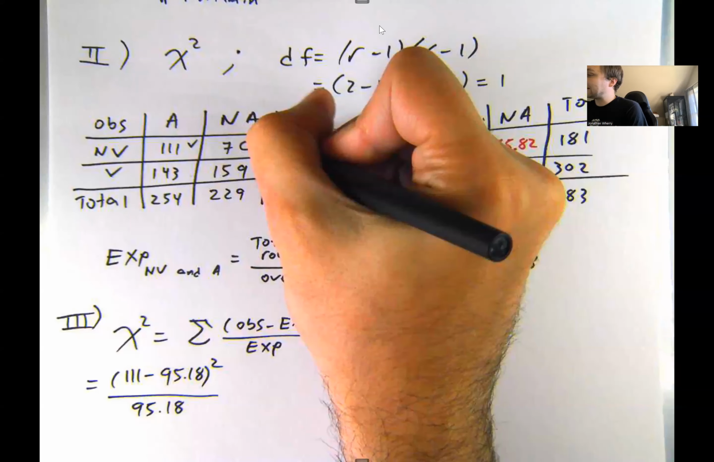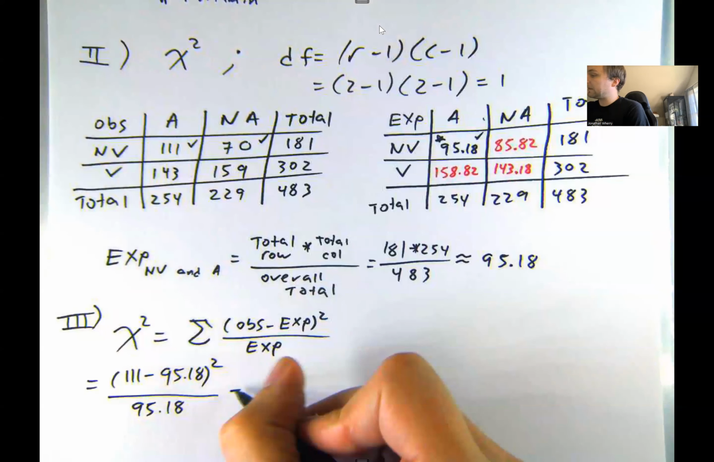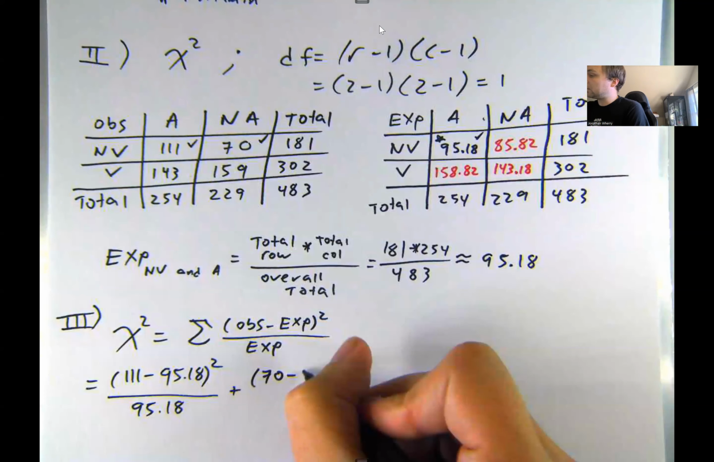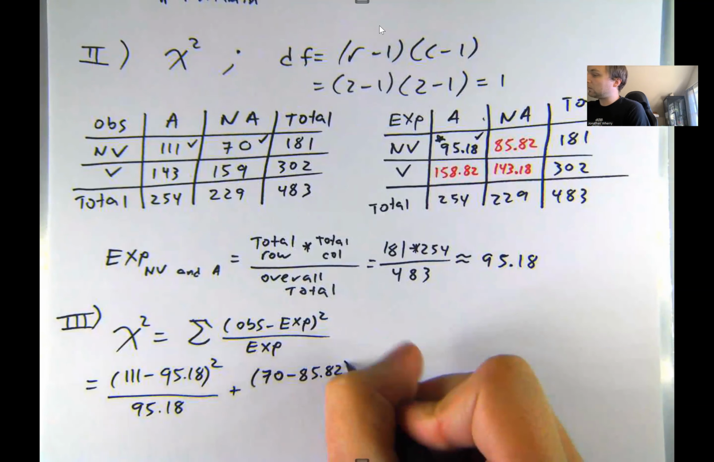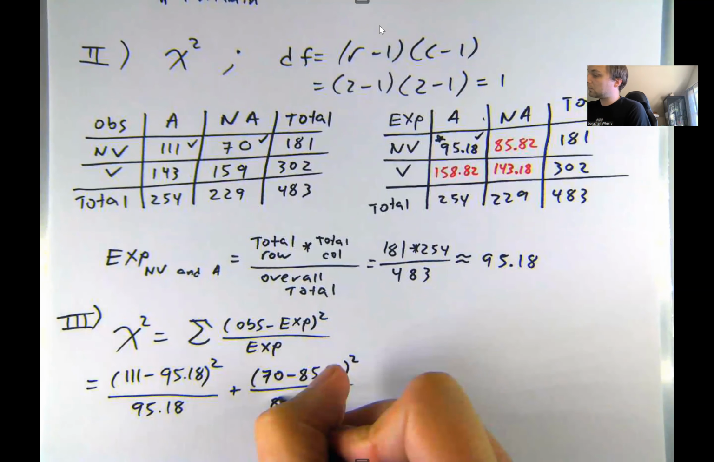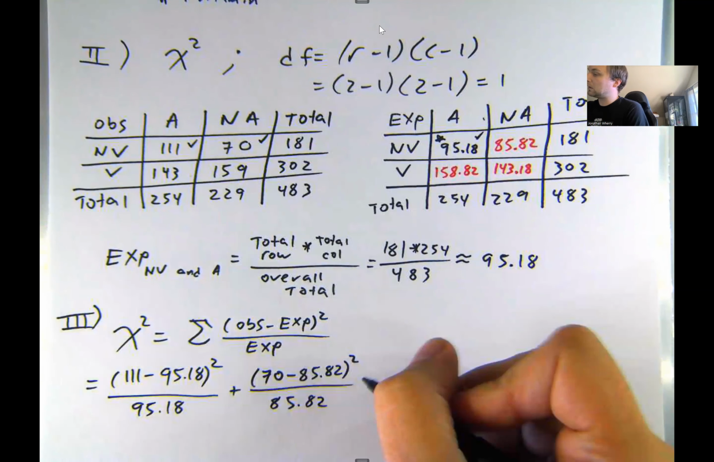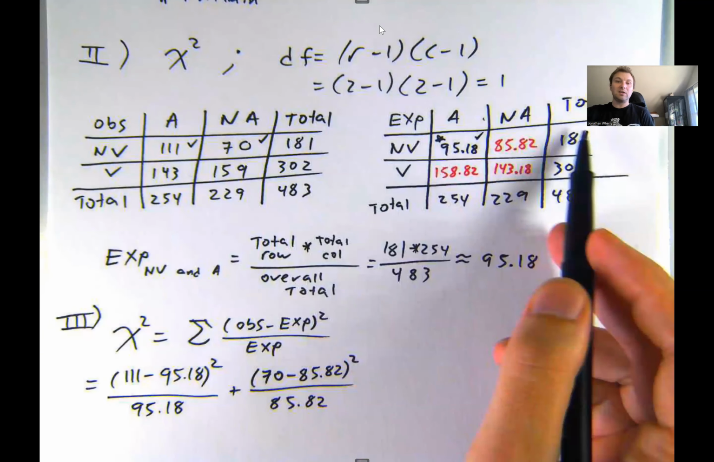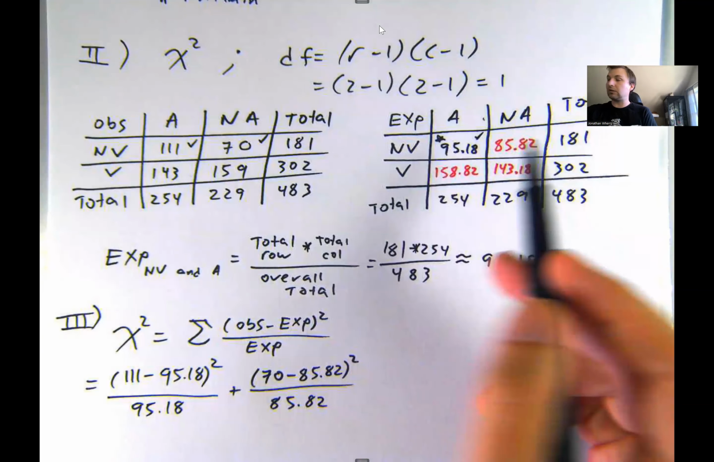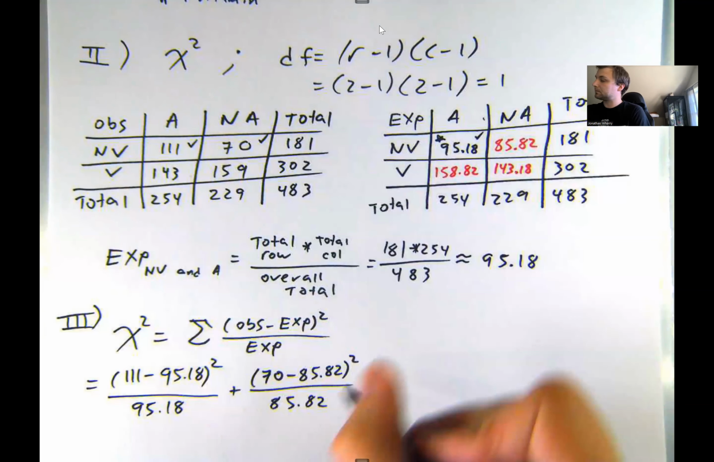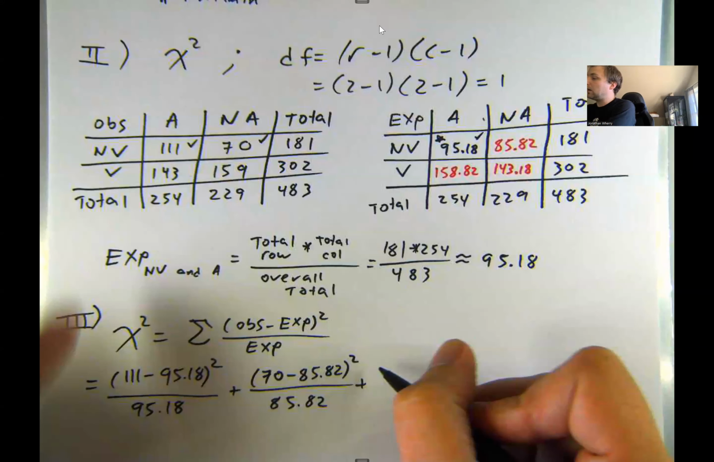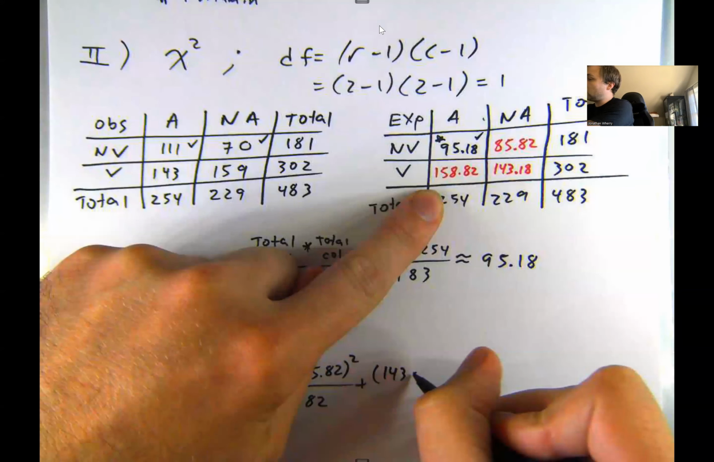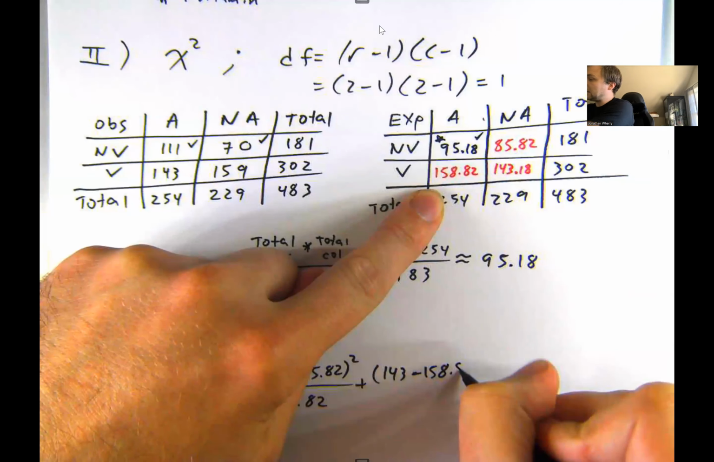And I'm going to keep going. So this next one, I've got 70. That's the observed. And the expected is 85.82. I can do the totals, but you'll notice it won't matter because if I do 181 minus 181, that's just going to give me 0. So I'm really just using those inside numbers. I've got 143 observed, an expected of 158.82.